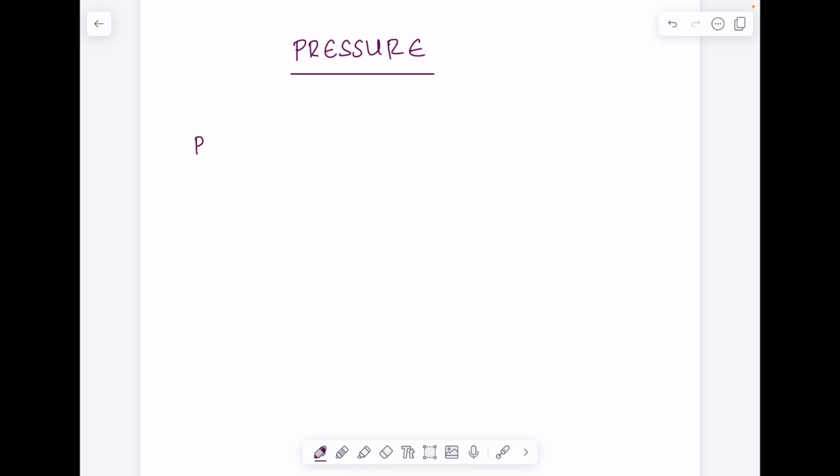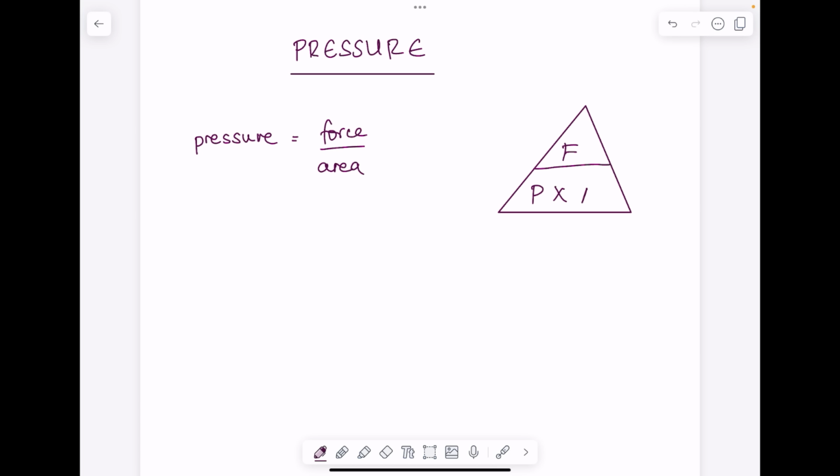To calculate pressure, we can use this equation, which states that pressure equals force divided by area. Here's your formula triangle. So pressure equals force over area. Force equals pressure times area. Area equals force divided by pressure.